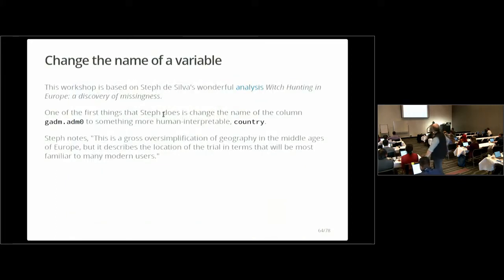So let's change the name of a variable. This is one of the first things that Steph did, and I thoroughly agree with her. There's a variable called gadam0, which is not very informative. But it actually has location information, like the names of the places, which I'm using rather loosely because, as Steph noted, it's really a bit of an oversimplification. I love the way you phrased this, by the way, so I put Steph's full quote in: it's a gross oversimplification of geography in the Middle Ages of Europe.